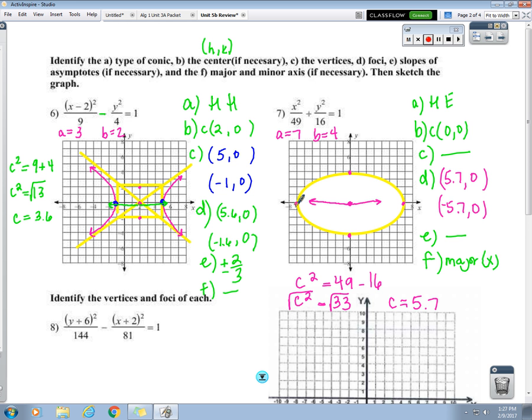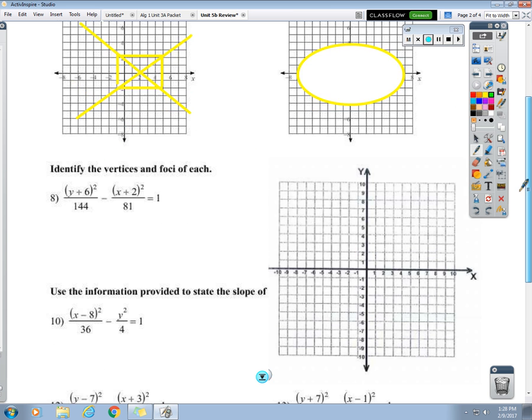And how many total units is it from here to here? 14. From negative 7 to positive 7 is 14 total units. So the major axis is 14 units long, which would automatically mean the minor axis is the y-axis. And how many total units is it from negative 4 to positive 4? 8. Okay, any questions? Okay, number 8.